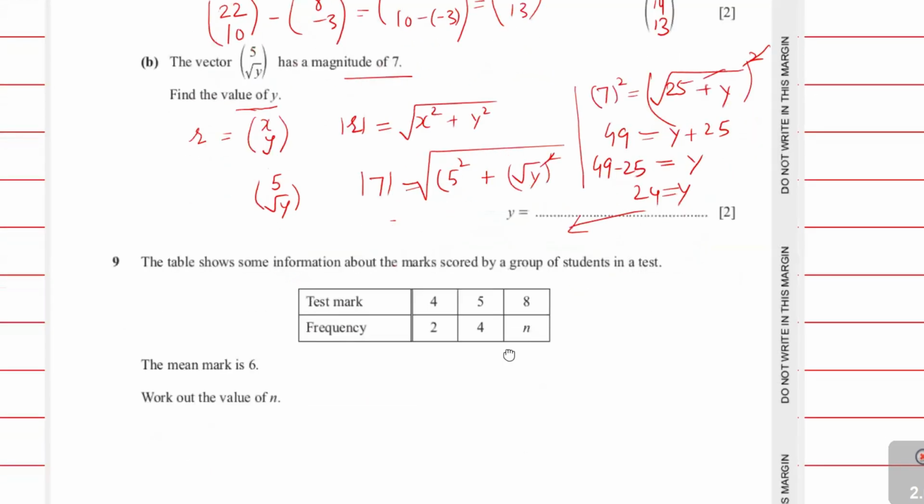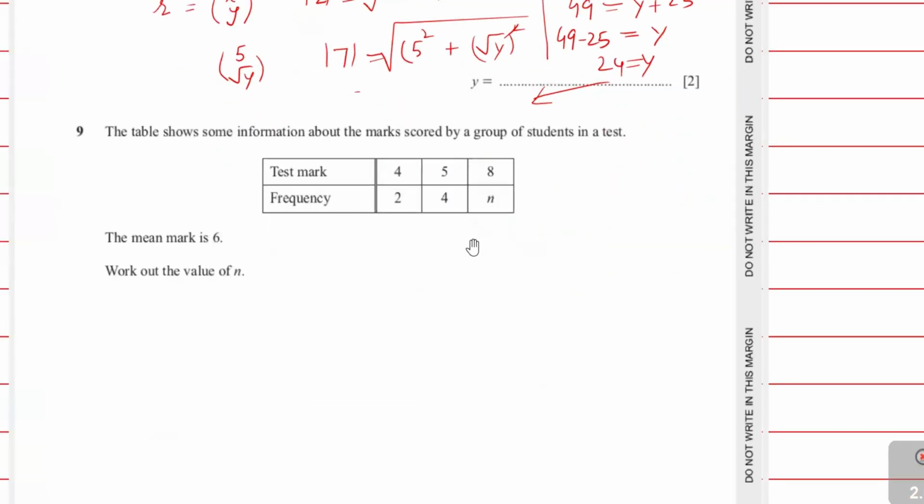Question number 9. The table shows information about the marks scored by a group of students in a test. The mean mark is 6. Work out the value of n.